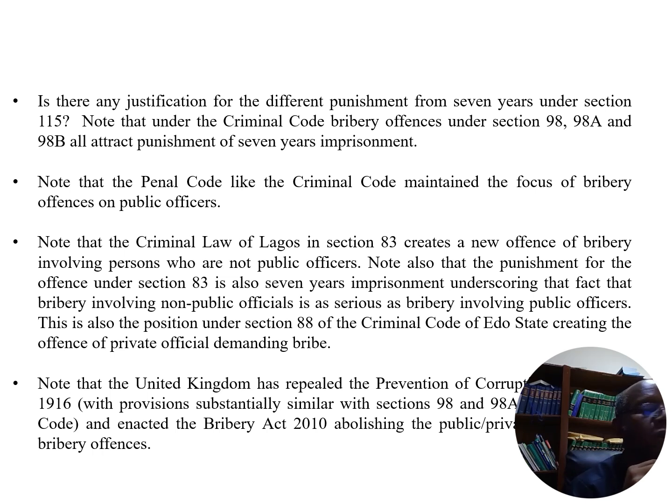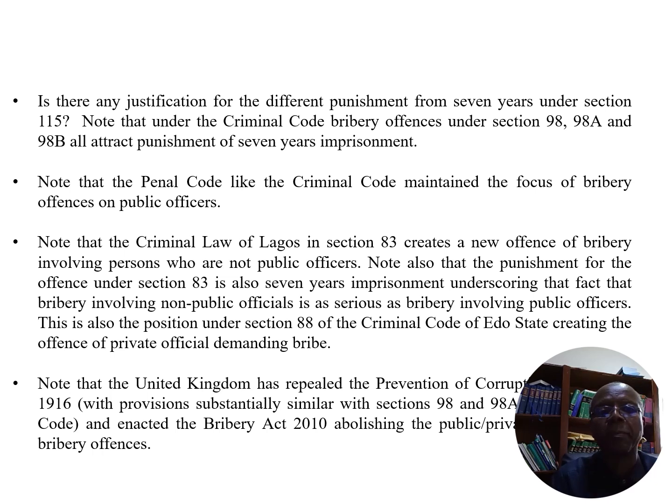Now, note that the Criminal Law of Lagos in Section 83 creates a new offense of bribery involving persons who are not public officers. Note also that the punishment for the offense under Section 83 is also 7 years imprisonment, underscoring the fact that bribery involving non-public officials is as serious as bribery involving public officers. So, Section 83 of the Criminal Law of Lagos has created a new offense of bribery involving persons who are not public officers, and it attracts the same punishment of 7 years.